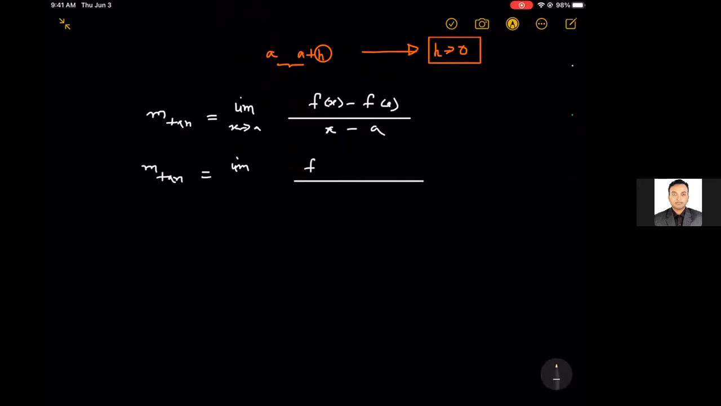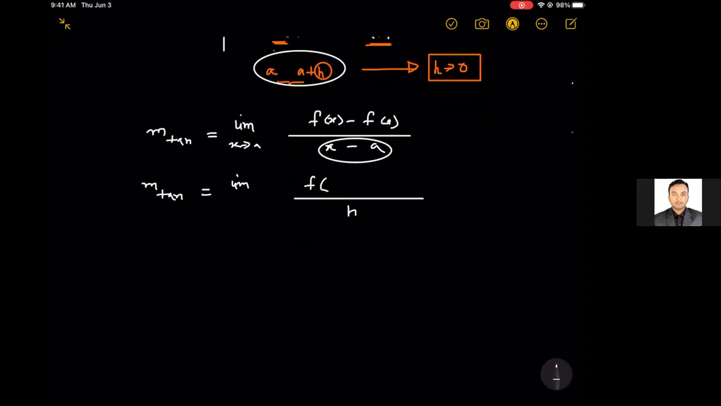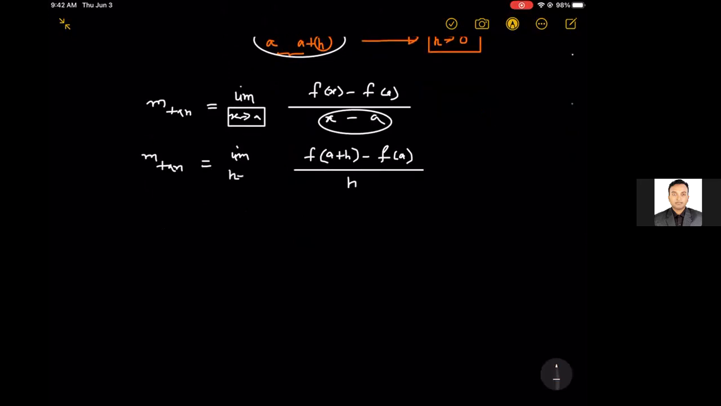So the first one is h, because this is the difference between 2 points, right? What's the difference between these 2 points? It's h. Can you see that? And it's the functional value f of a plus h minus f of a. So this means the 2 points are getting really close to each other. That means the difference is getting close to 0. So this time the limit will be h tends to 0, because this is the difference. Okay, we want to write it this way. I'm just rewriting the previous equation, nothing else.